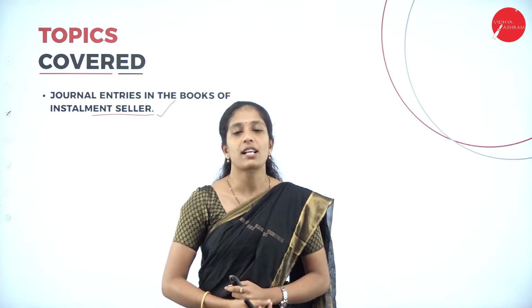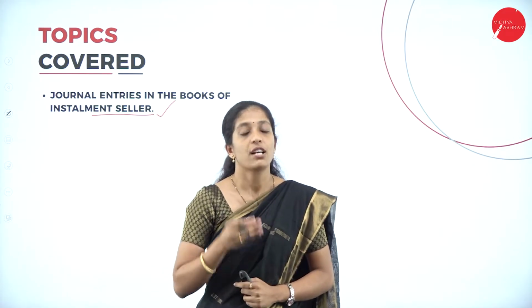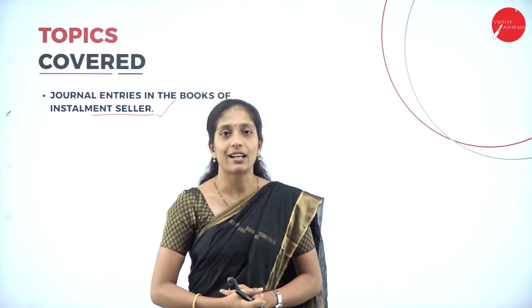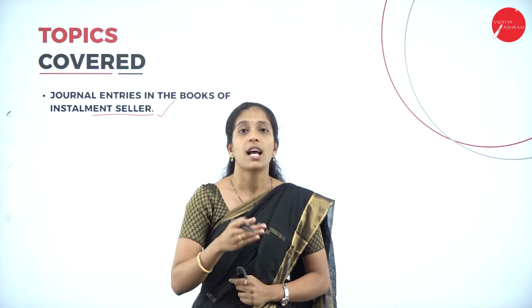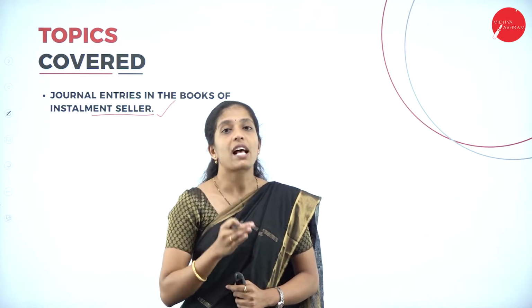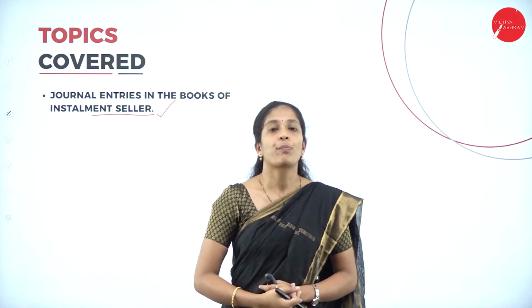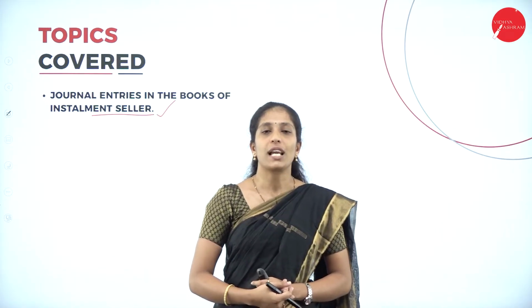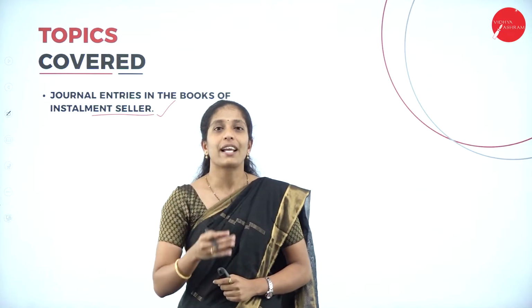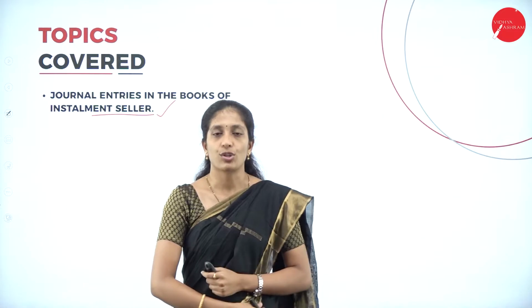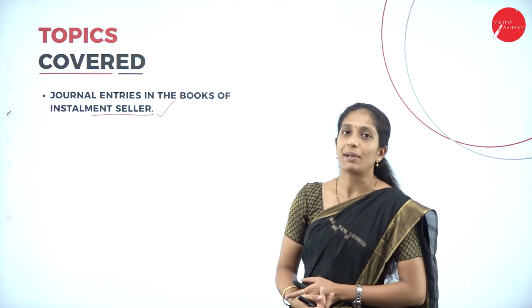Next, fourth entry is for installment received. So what is the entry? Bank account debit to installment purchaser account. And your fifth entry is for transfer of interest to profit and loss account. So what is the entry? Profit and loss account debit to interest account. So these are the entries that come under installment seller account. So these are the journal entries that have to be recorded in the books of installment seller.